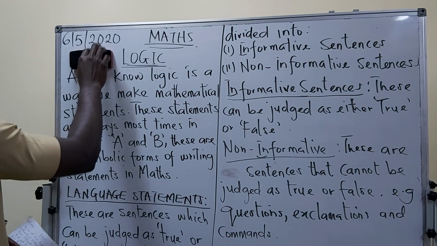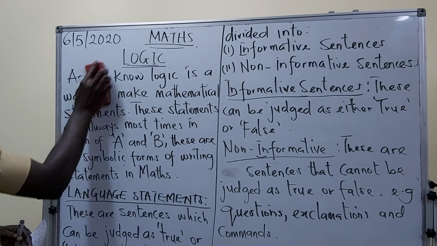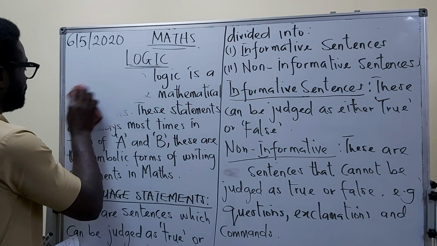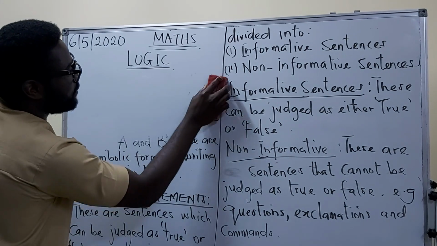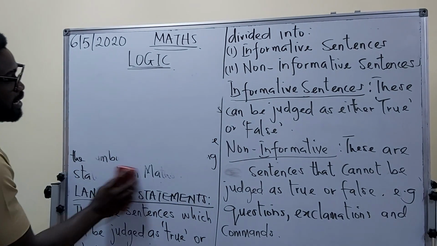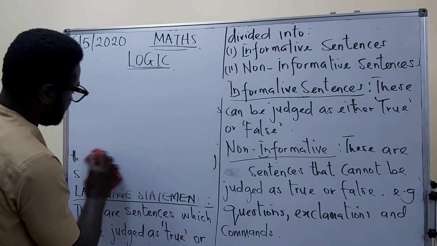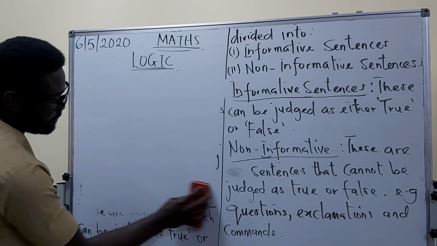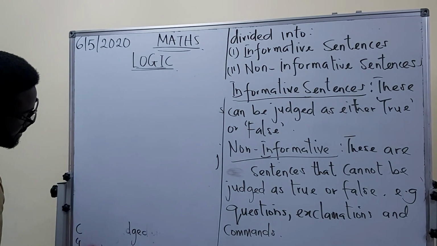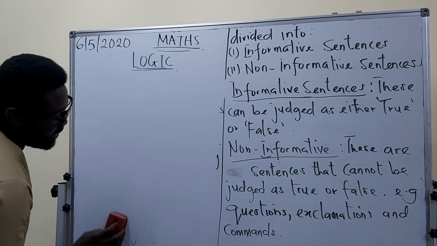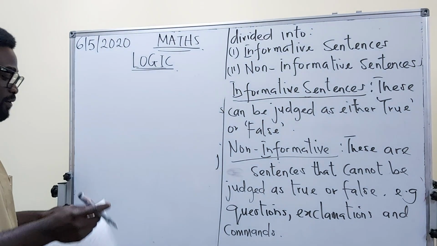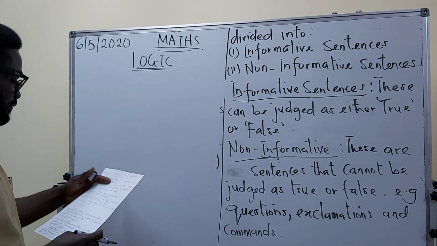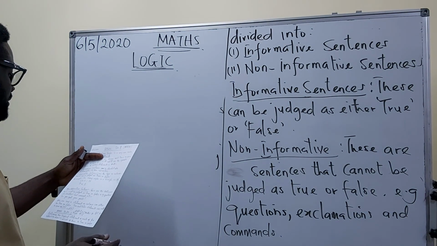Now, I'll give us examples we can have under informative. Most of the non-informative sentences are in form of questions, okay? And like I said earlier, if you follow this topic, it's something you will enjoy. You know, it's fun to have this kind of topic in mathematics.